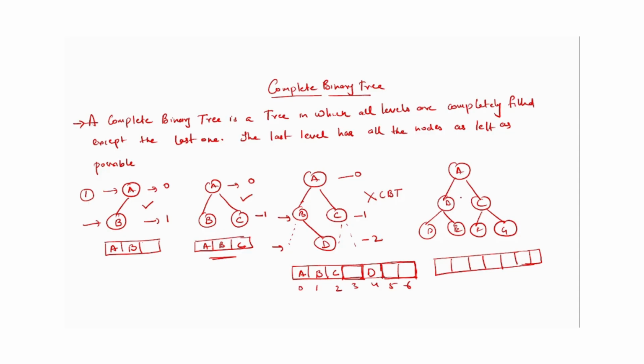Now let us look at this. Here level 0, level 1, level 2, the maximum number of nodes is 7. Therefore let us fill it out. A for level 0, for level 1 I go from left to right: B, C. For level 2: D, E, F, G. So I have filled out all the elements, and you can see there are no gaps in between the nodes. Therefore this is a complete binary tree.